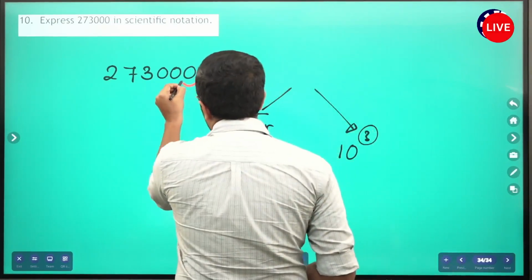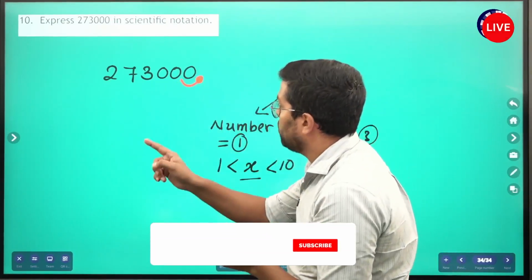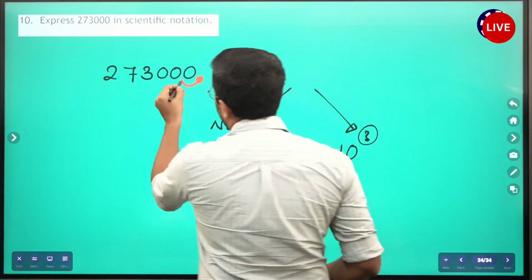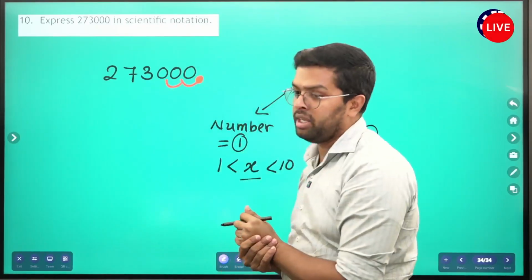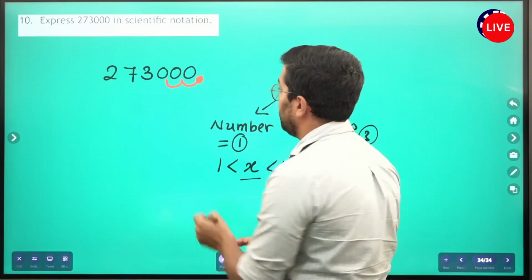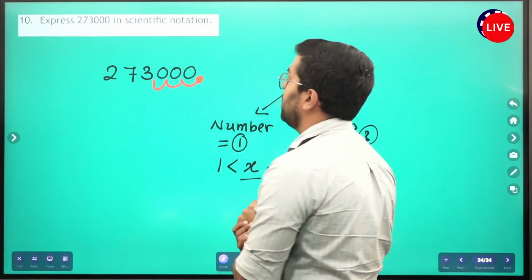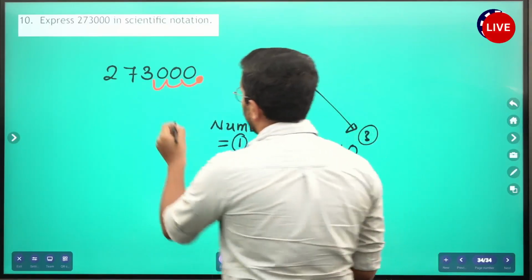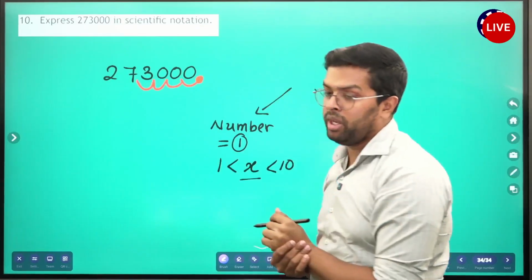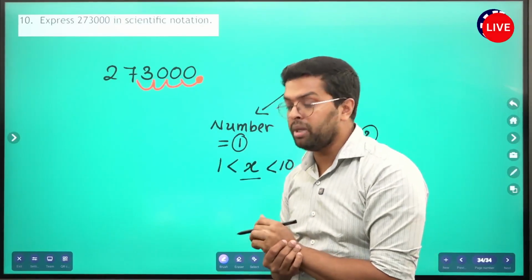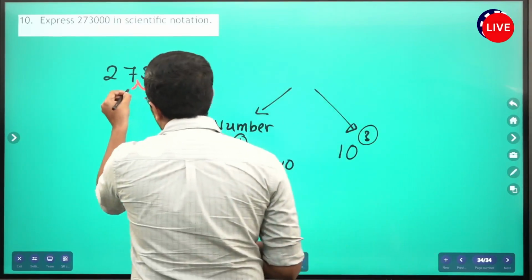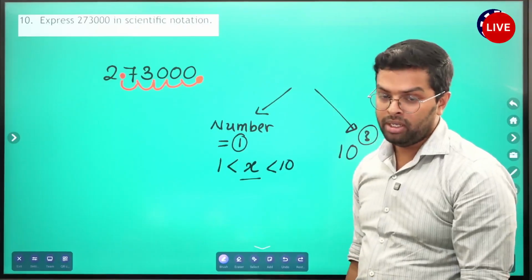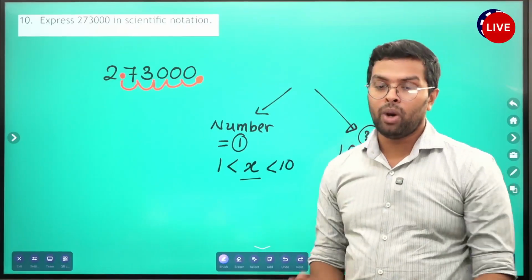So let's move the decimal point towards the left hand side. 27,300, not a number in between 1 and 10. 2,730, not a number in between 1 and 10. Further bringing the decimal point towards the left hand side, 273, not a number in between 1 and 10. Further, 27.3, not a number in between 1 and 10. Here you go. Once you bring the decimal point to here, you will be getting a number in between 1 and 10.